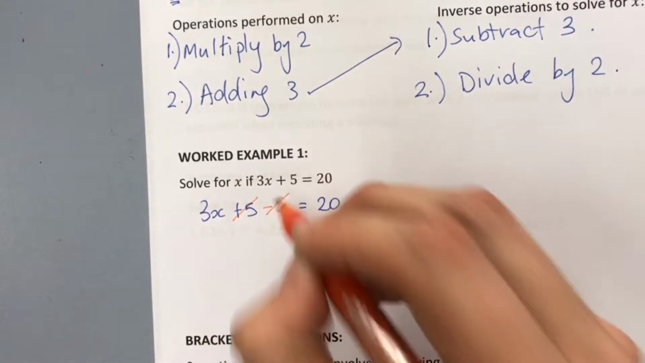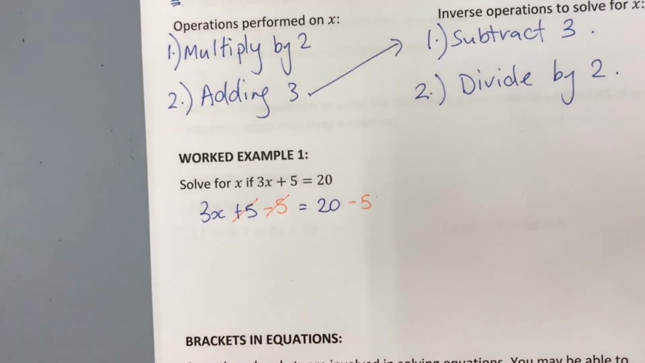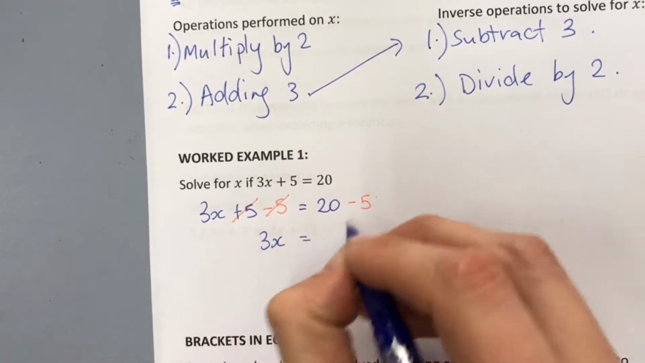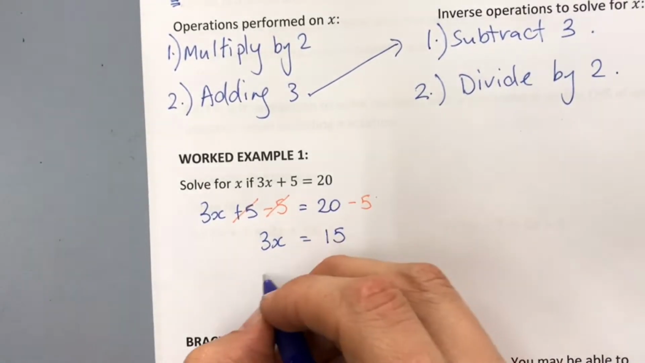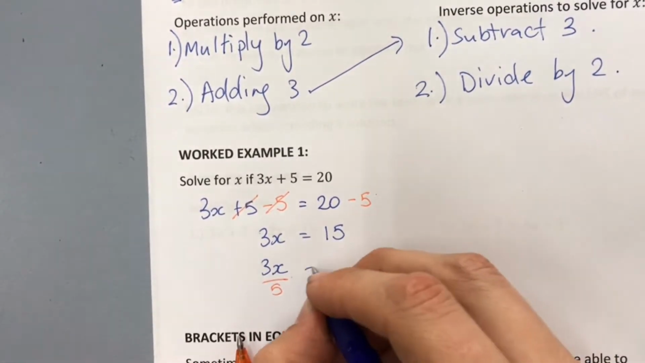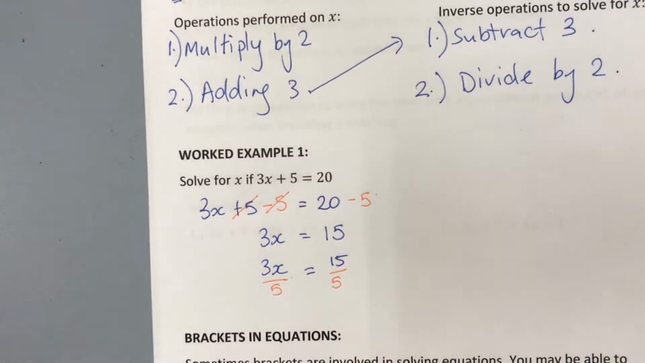What happens is you can cancel those two parts out because plus 5 minus 5 equals 0. And you would have got that 3x is equal to 20 take 5, which gives you 15, okay? Now we can do the multiplication. We can reverse this, or we can use the inverse. So 3x divided by 3, and we get 15 divided by 3, okay? Because we're doing the same thing to both sides.